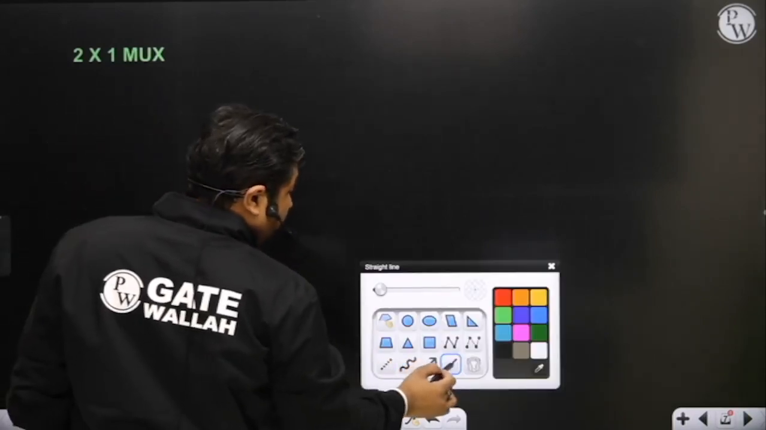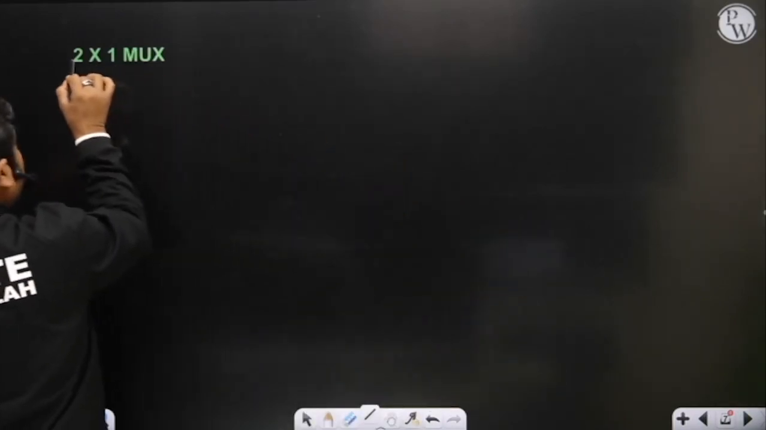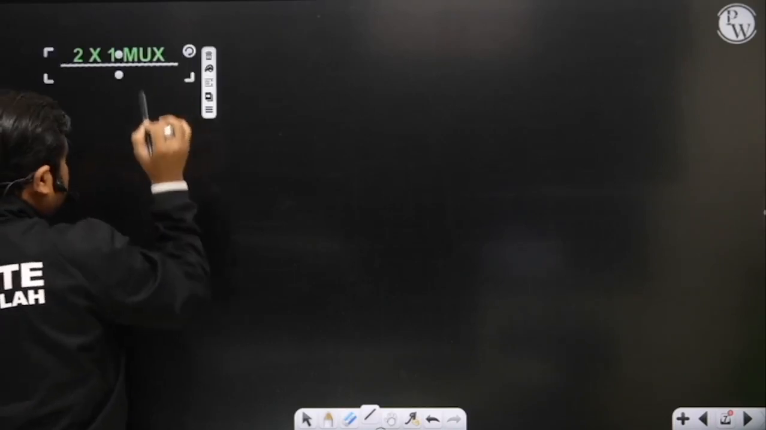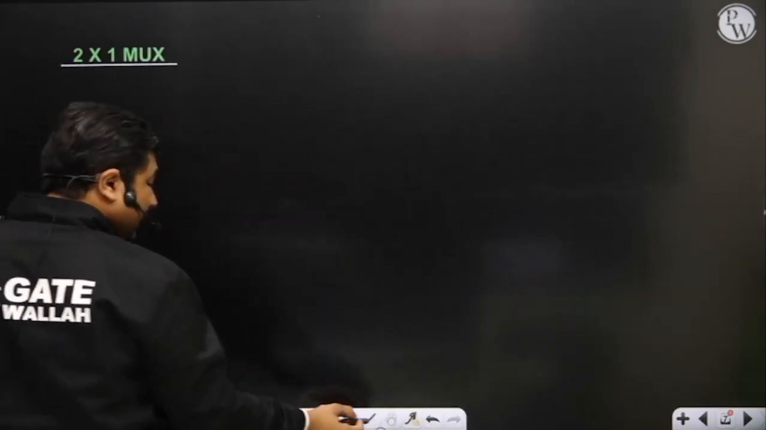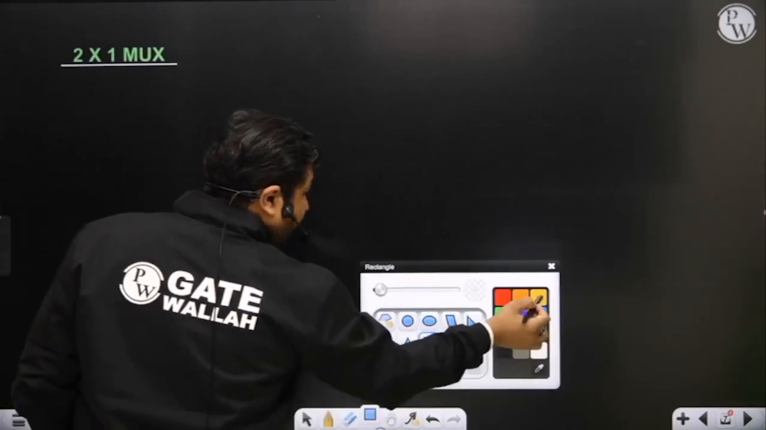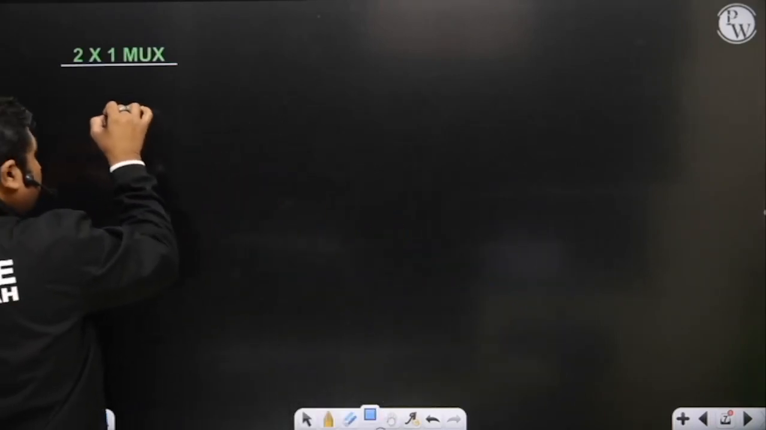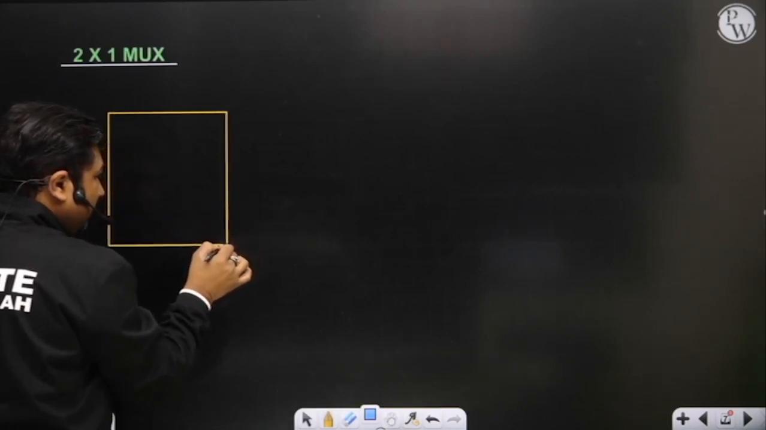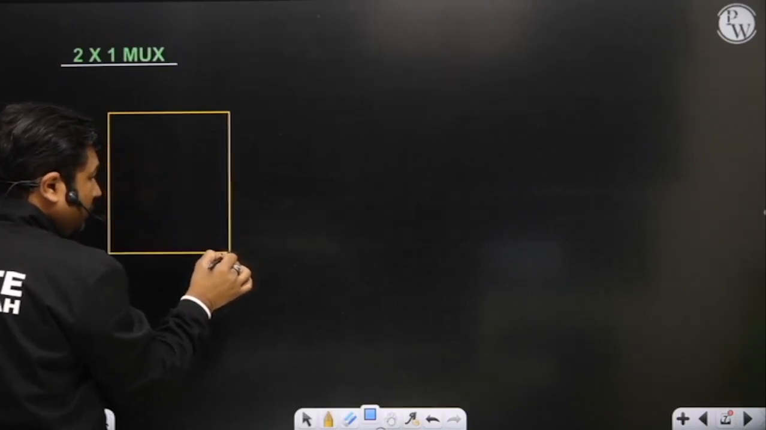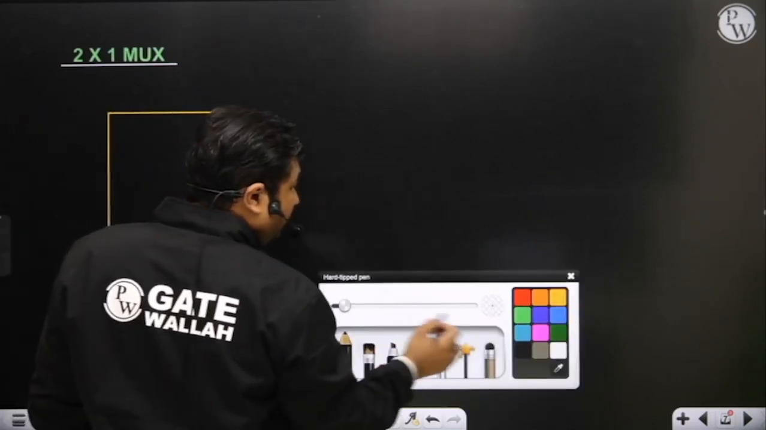So, first I am taking the lowest size, that is the 2 cross 1 multiplexer. So what I have to design is a 2 cross 1 multiplexer. First of all, in order to design any combinational circuit, we need to find the relationship between inputs and outputs.